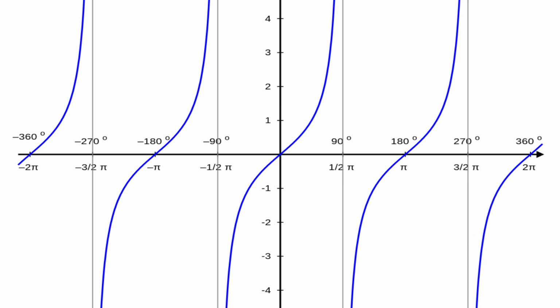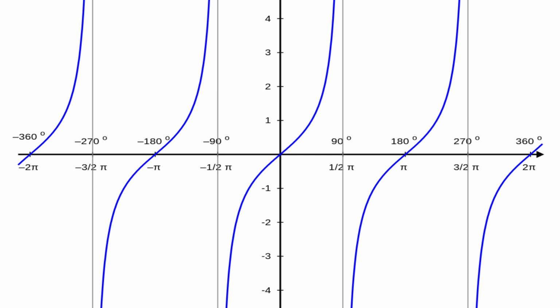Now see this extended graph of tangent function. Here, if you observe, then three full branches of tangent function are given. Those are minus 3 pi by 2 to minus pi by 2, minus pi by 2 to plus pi by 2, and plus pi by 2 to plus 3 pi by 2. Again, the same point is here.